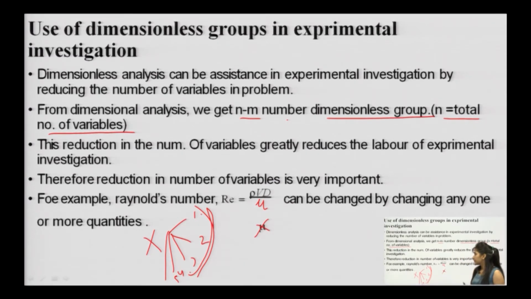For example, Reynolds number is nothing but rho v d by mu. Here you can see it can be changed by changing any one or more quantities, that is rho, v, d or mu, and hence Reynolds number can be changed. So, you can summarize it as: it reduces n number of variables to a smaller number, that is n minus m terms.